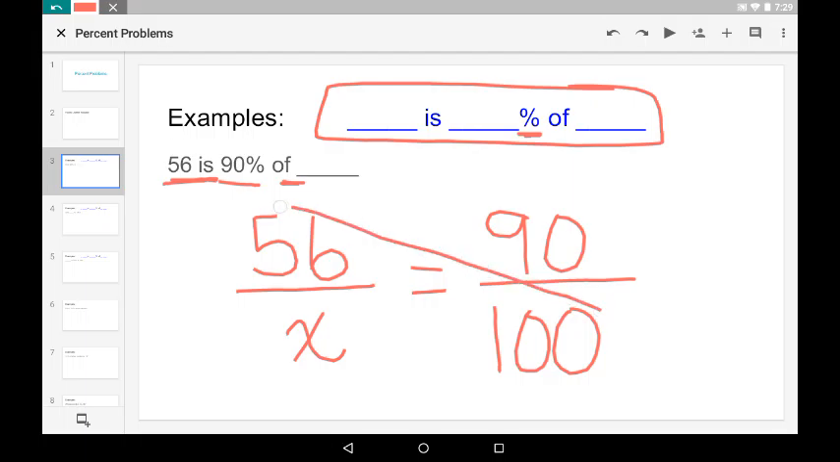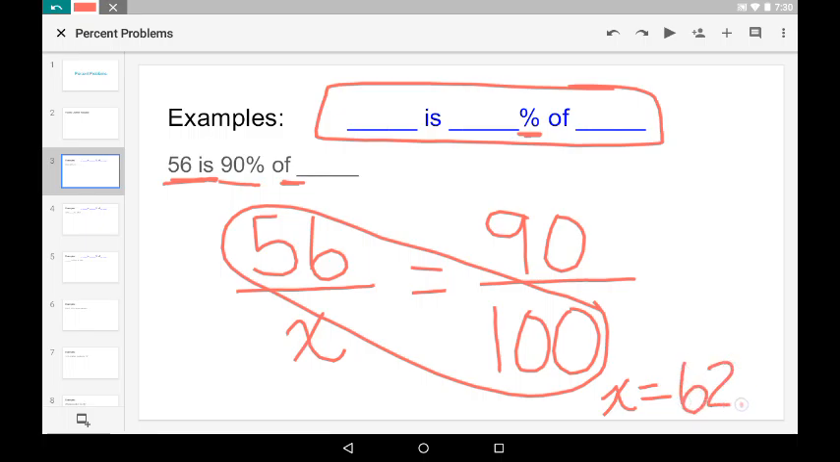So then we can just solve this by cross multiplying. So in your calculators, I want you to go 56 times 100 divided by 90 and see what you get. You should end up with something like 62.22222. We're going to round that just like always. So then we're going to have, in this case, X is equal to 62.2. Or if you're given a worksheet like this, you're going to put 62.2 on this line right here.